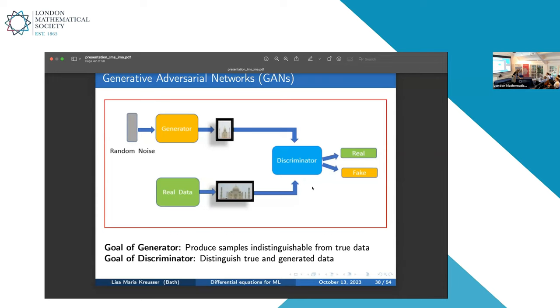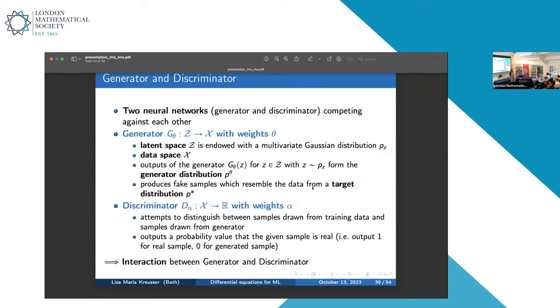And so mathematically speaking, this means that we look at two neural networks. For instance, we can call the generator G_theta, defined on some latent space Z with values in X. And we have to train some weights theta in such a way that the generator is able to generate realistic looking images. And usually we assume that this latent space is equipped with some multivariate Gaussian distribution P_Z, and our data lies in this space X.